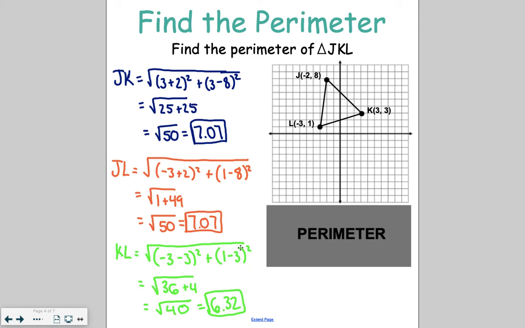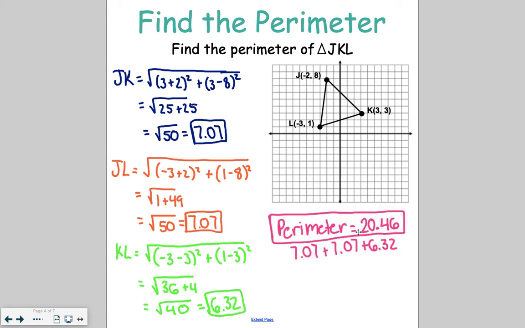Now I want you to go ahead and find the final perimeter. When you add all of those up, you're going to get a perimeter of 20.46.